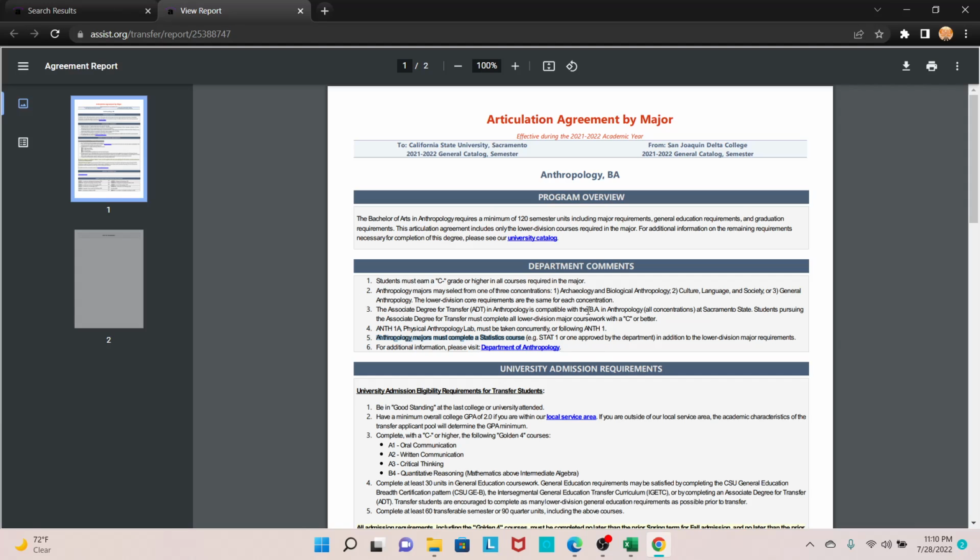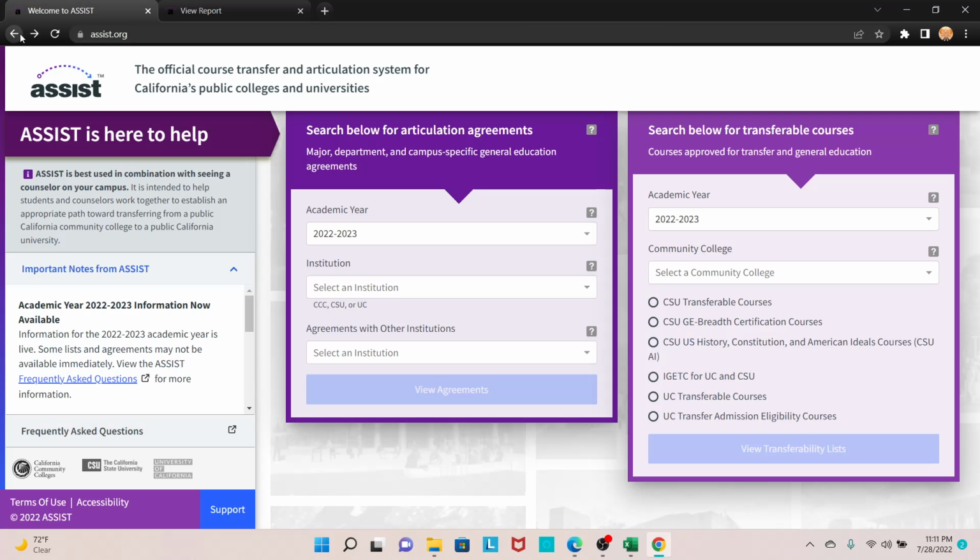The Associate's Degree for Transfer is compatible with the BA, and judging by what we found out earlier in the course, most of those classes matched up perfectly. They may select a concentration: archaeology, cultural language society, or general anthropology, which we're able to find on Sac State's degree page. So a lot of this is relatively repetitive of what we found, but the ability to go in and search it with a few clicks instead of browsing through the website is definitely a great asset and benefit of using the site.